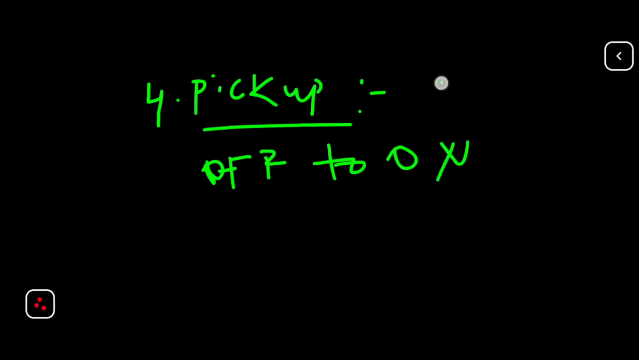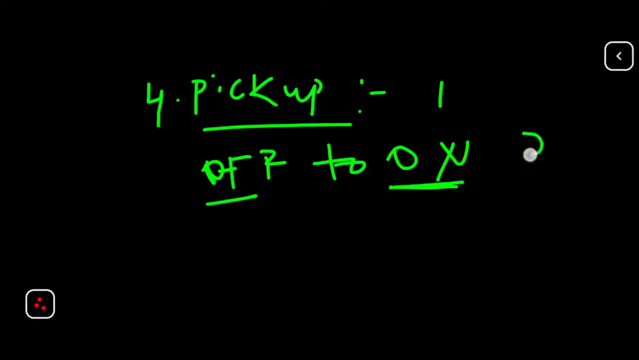Then the relay is said to be in pickup. Pickup means turning on the relay. The relay coil will be energized by the CT. From off position to on position, what is the time it takes? That is pickup. What is the current it takes? That is pickup current. Now what is a pickup? A relay is said to be in pickup when it reaches the on position from the off position.